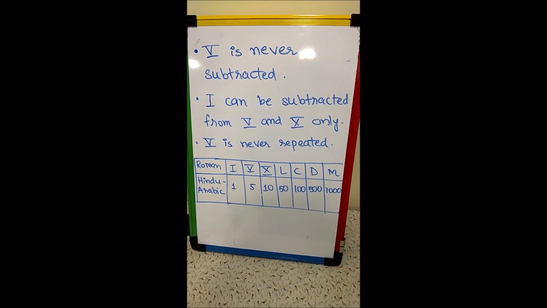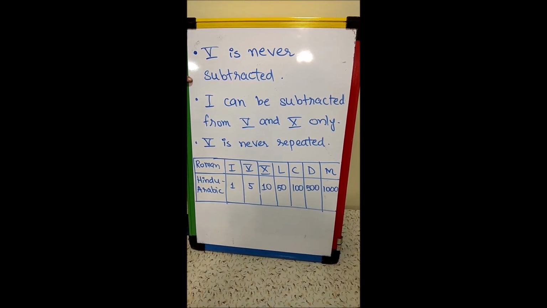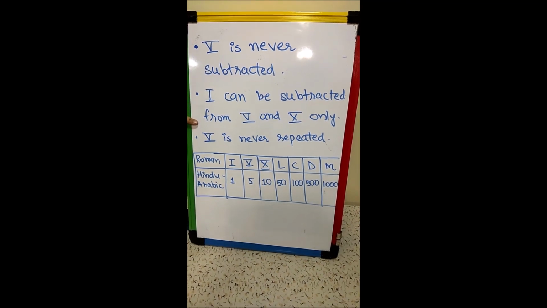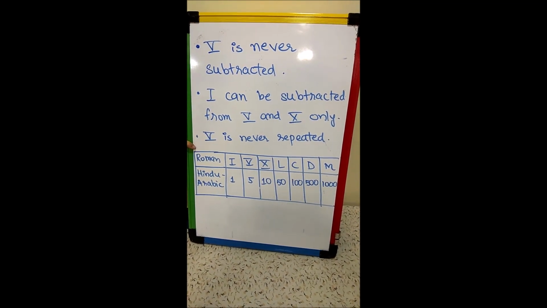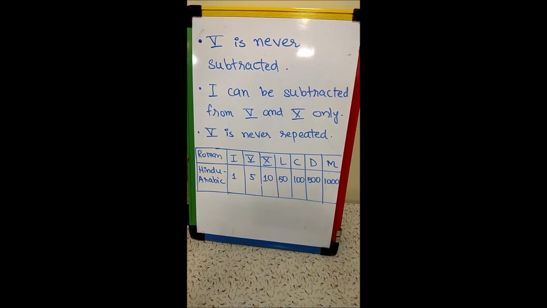Here are a few more rules other than those 4 rules. V is never subtracted. So V is not subtracted from any Roman numeral. I can be subtracted from V and X only, and V is never repeated. We can never repeat V more than one time. It is to be written only one time.